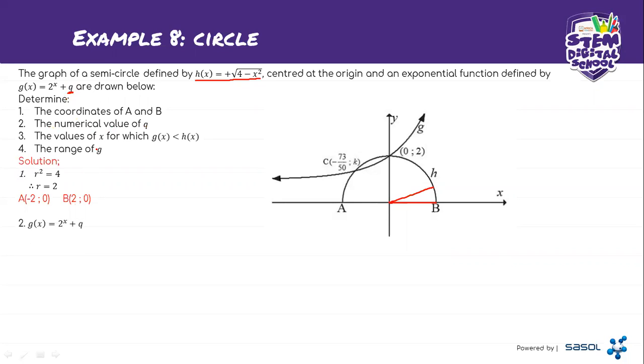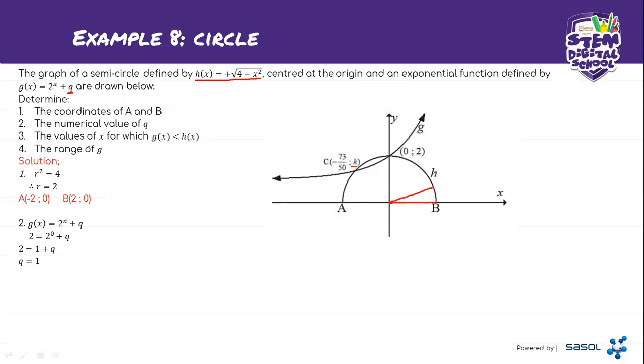Let's see. We are going to take any point on the graph, which is this one, (0, 2). We cannot take point C because we don't have the value of K, right? We can only use this one, (0, 2), to determine Q. Then our value of Q equals 1, all right?